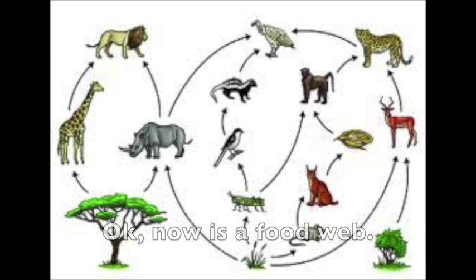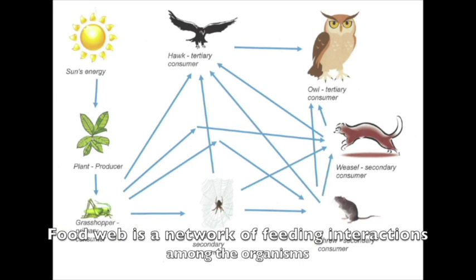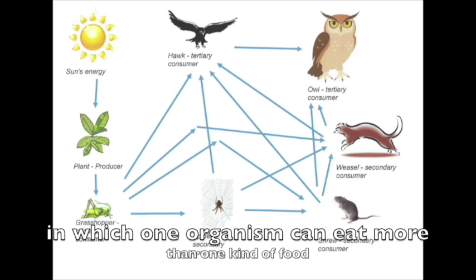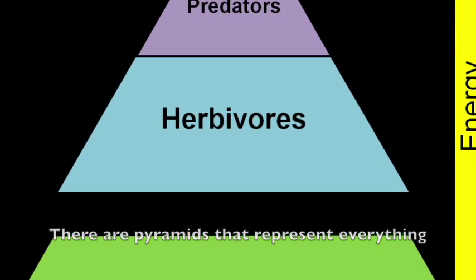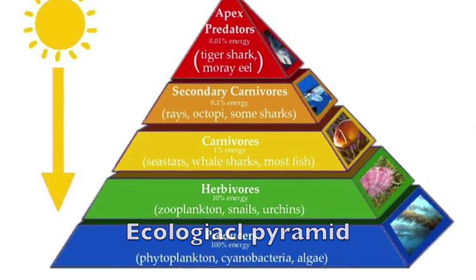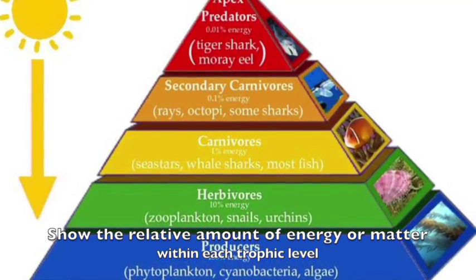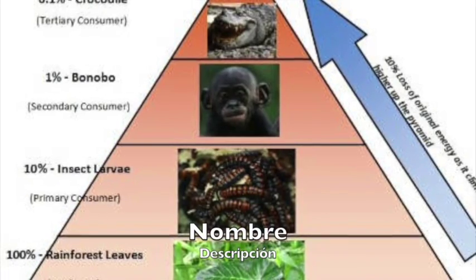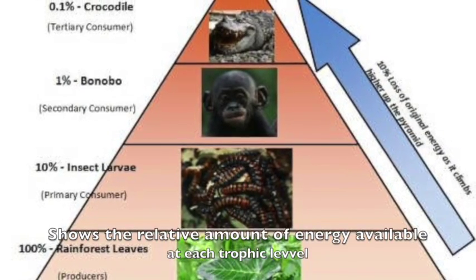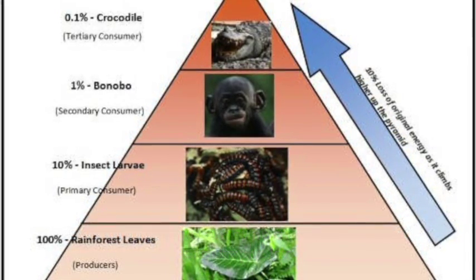Okay, now a food web. A food web is a network of feeding interactions among the organisms, in which one organism can eat more than one kind of food. Now, there are pyramids to represent everything. Ecological pyramids show the relative amount of energy or matter within each trophic level. A pyramid of energy shows the relative amount of energy available at each trophic level.